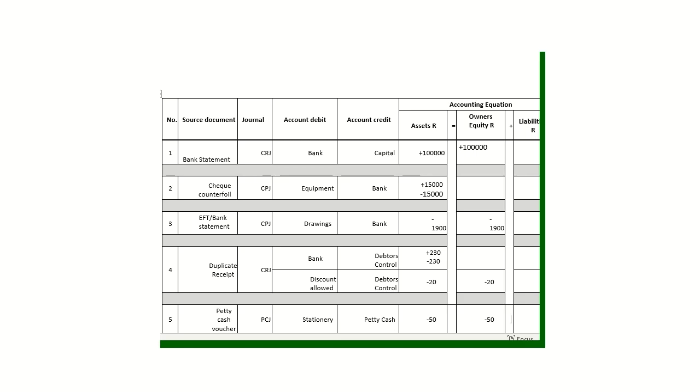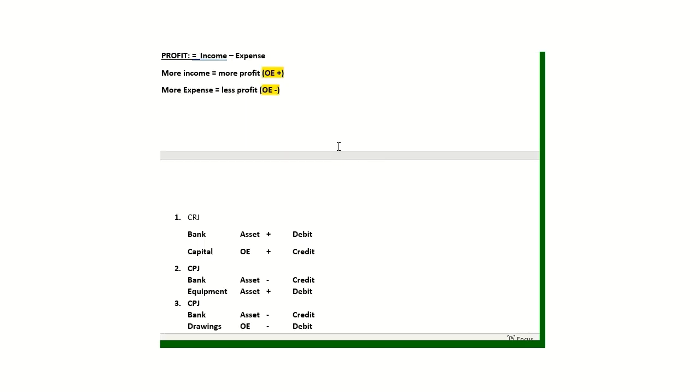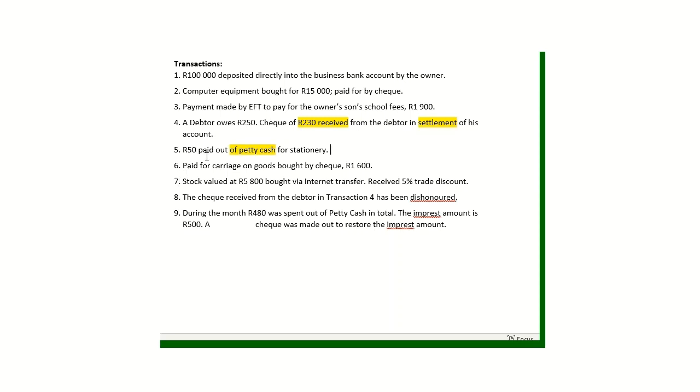Let's look at number 6. Pay for carriage of goods bought by check. Carriage means it is the delivery of the goods. Any expense to get the goods to us forms part of the cost of the goods. Goods, what is goods? Trading stock. So any cost to get the trading stock to us is also part of the cost of trading stock. So carriage on goods account will be trading stock. And it is paid, CPJ.